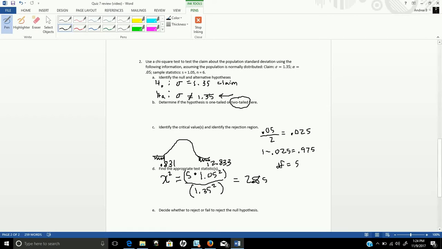Looks like I must have written it down wrong to begin with, so let's correct that here. You probably noticed that when one of you plugged it in. Looks like it should actually be 3.02 here. I must have plugged something in wrong the first time. So once again, that's doing that 5 times 1.05 squared, and then divided by that 1.35 squared.